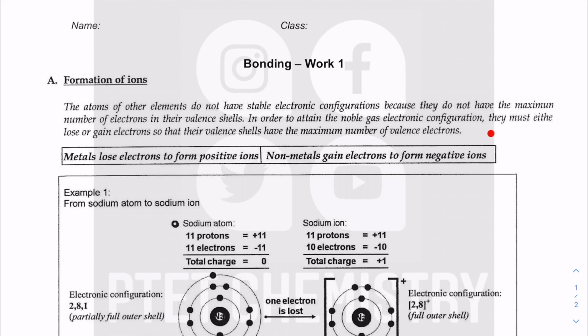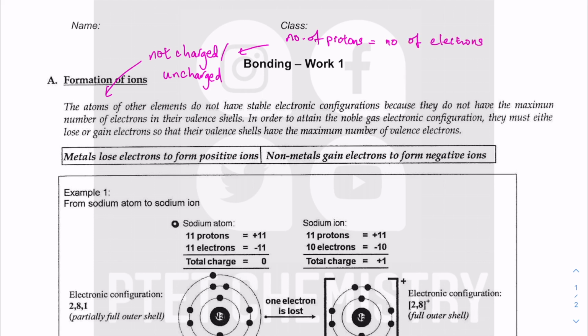So based on the lecture tutorials on ionic bonding, part 1, you will have heard me covering the ideas of the formation of ions. So we know about atoms where they are not charged. So atoms are uncharged, or we say not charged. Both of them mean the same thing, as a result of the number of protons balancing out the number of electrons. That's why you have no overall charge for an atom.